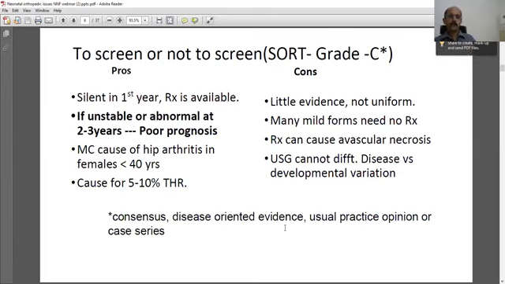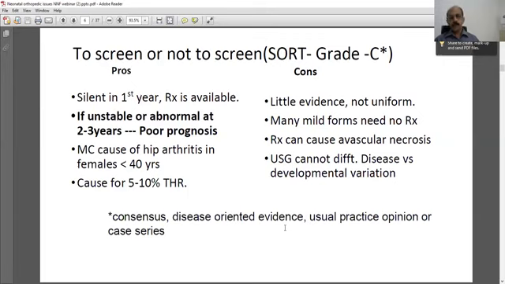Now, what are the pros for screening? One is it is silent in the first year, and if we detect it, it is treatable. Second is, if you find an unstable hip by 2 to 3 years in your clinic and you have by chance attended the delivery, then we know how guilty we feel or how litigation prone we are. So this is a poor prognosis, and here the balance greatly tilts towards screening.